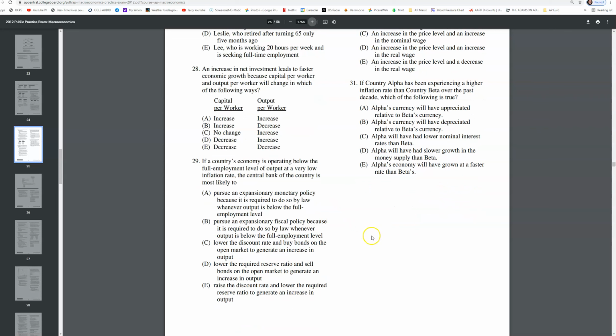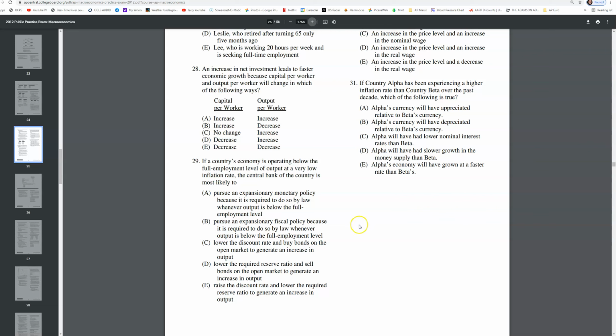Very interesting question. 29, if a country's economy is operating below the full employment level of output, that means we're in a recession. What is the central bank going to do? So if we're in a recession and the fiscal policy is not working or there isn't one, they need expansionary monetary policy. And so that involves either lowering the reserve ratio or lowering the discount rate or buying T-bills or targeting a lower federal funds rate or all of the above.